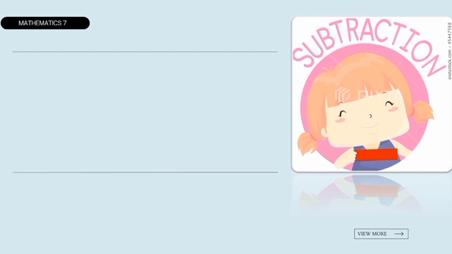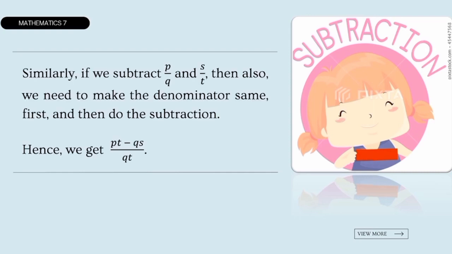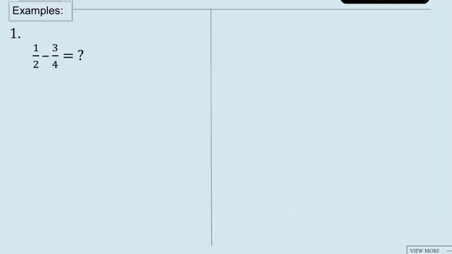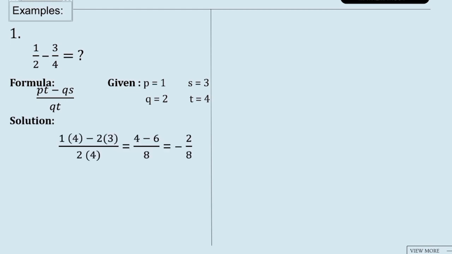Let's move to subtraction. Similarly, if we subtract p over q and s over t, then we also need to make the denominators the same first and then do the subtraction. For example, number 1, 1/2 minus 3/4. Our formula is pt minus qs over qt. Our givens are p is equal to 1, q is 2, s is 3, t is 4. Then substitute into the formula. So p is 1, t is 4, minus q is 2 and s is 3, over q is 2 and t is 4.